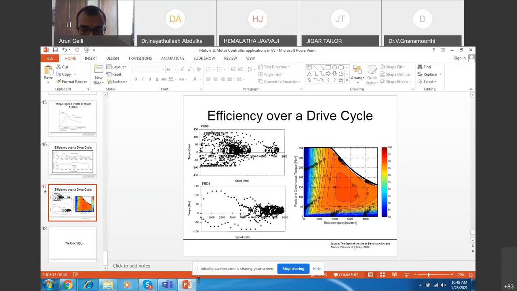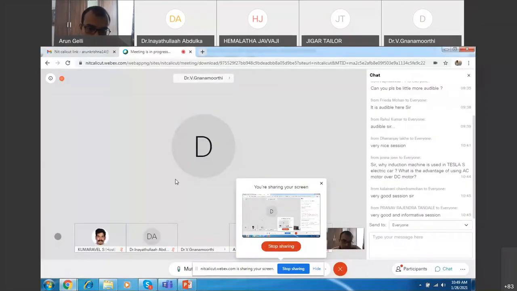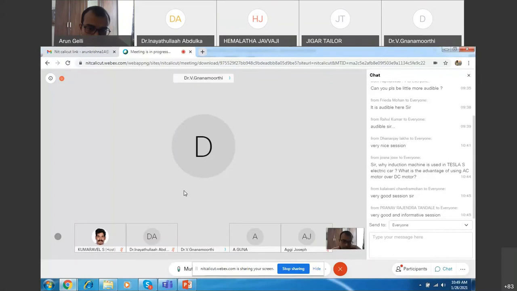Okay, thank you, sir. One more thing. If the driving cycle varies accordingly, for example, if you are using an induction motor or a DC motor, which is suitable for heavy use in urban or rural areas? For example, Tesla is using the induction motor nowadays, while some other electric vehicles use DC motors. How can the driving cycle be correlated with this type of thing?